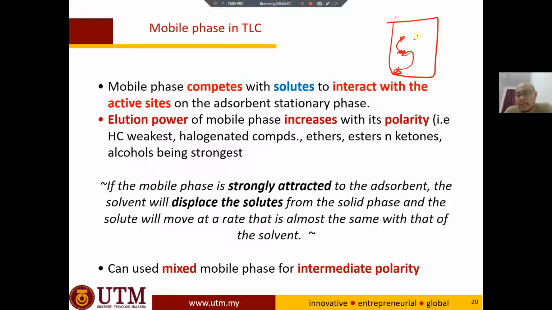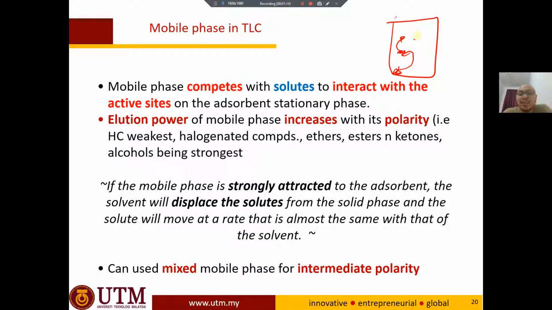Okay, so in terms of the TLC and also paper chromatography, since the surface is polar, the stationary phase is polar, so you need a stronger interaction of the mobile phase to replace the analytes, to make the analyte move faster. Okay, but again, I say it's just theoretical. If you want the analytes to move faster, you need to increase the polarity.